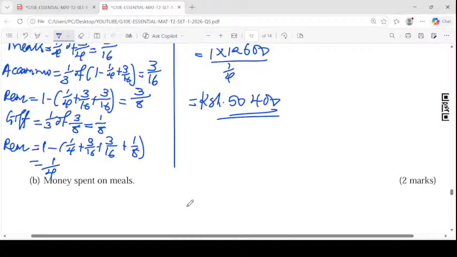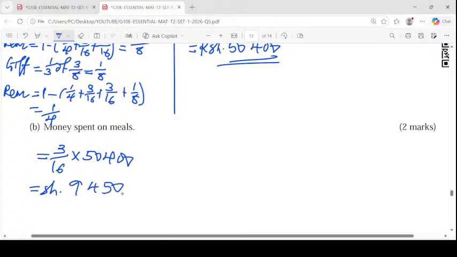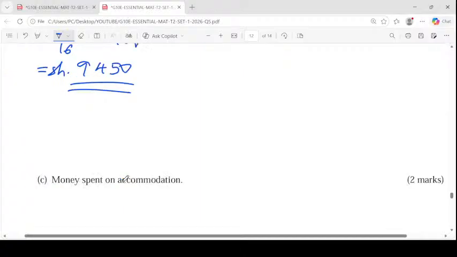And this is now simple. Meals, it was 3 over 16. So this will now become 3 over 16 of the total amount, 50,400. This will become 3 over 16 times 50,400, you get 9,450 shillings as the amount spent on meals.